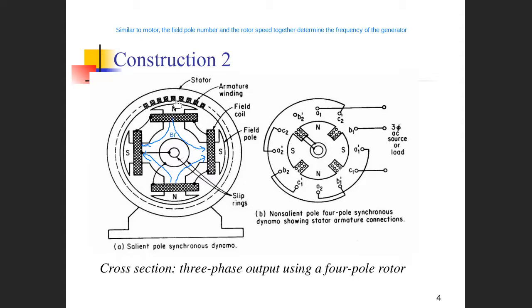So we arrange the windings on the armature in different groups with different connections and different positions. It serves as a three-phase or single-phase generator. So that's the arrangement. Physically, it is like this.